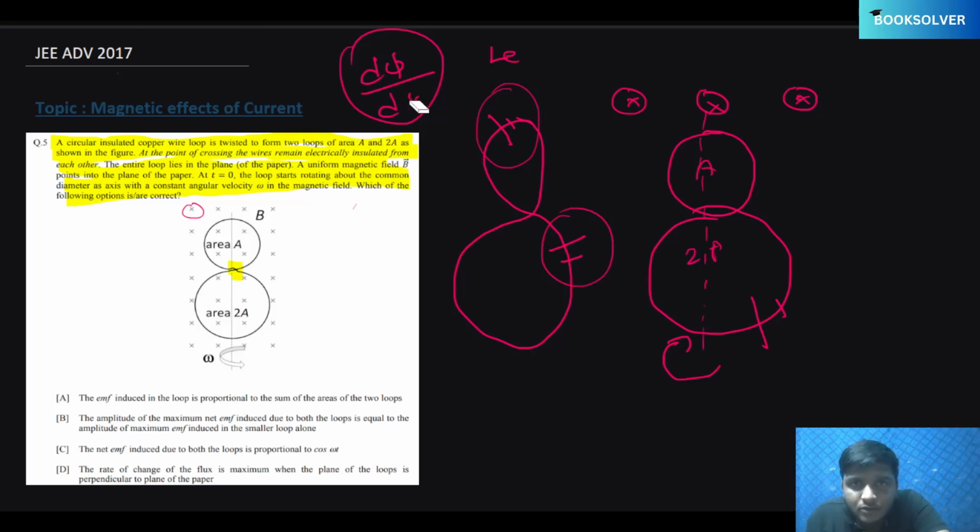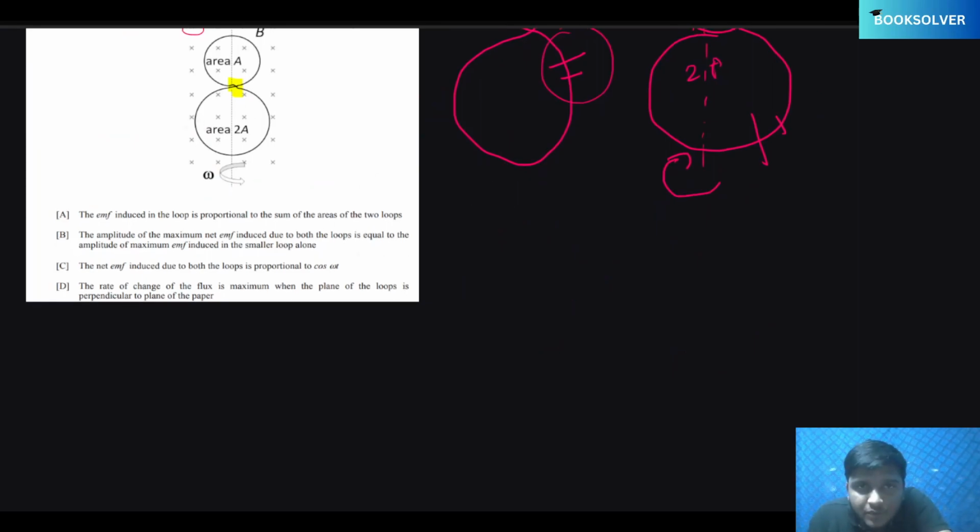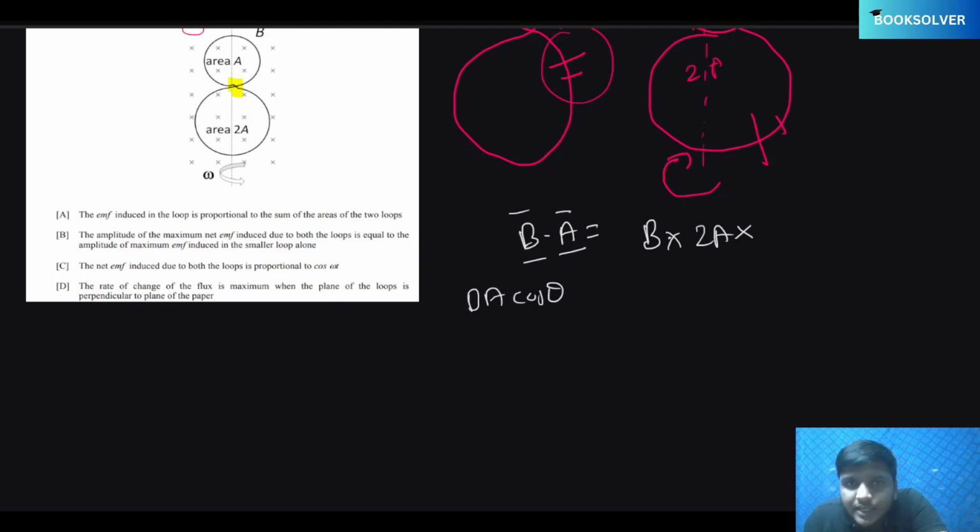Now moving on to our question. What will be the EMF induced in the two loops? Let's see: what is flux? It is nothing but B dot A, where A is the area vector; we can write it in vectorial form. B is given as constant, and A is the area of the bigger loop, that is 2A. B dot A is nothing but BA cos theta, and theta is changing at the speed of omega t, so the flux involves cos omega t.